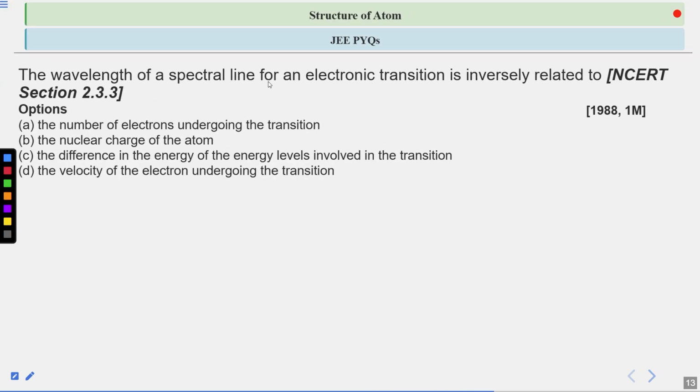Then here is your next question. The wavelength of a spectral line for an electronic transition is inversely proportional to, asked from the NCERT section 2.3.3: the number of electrons undergoing the transition, the nuclear charge of the atom, the difference in the energy of the energy levels involved in the transition, the velocity of the electron undergoing transition. Your time to solve this question starts now.